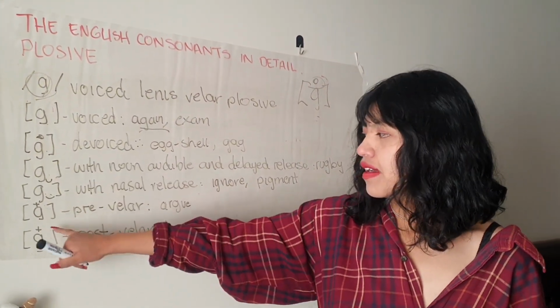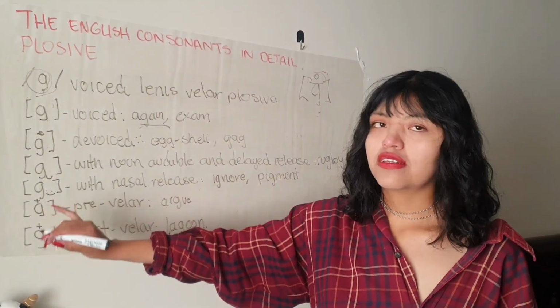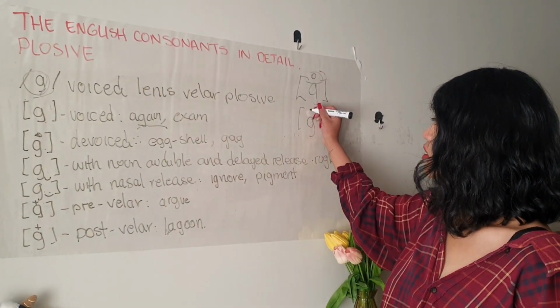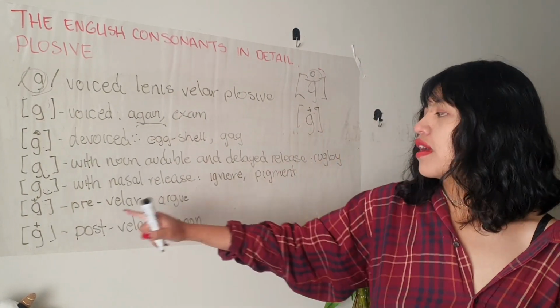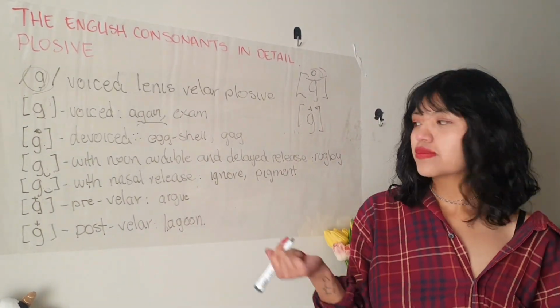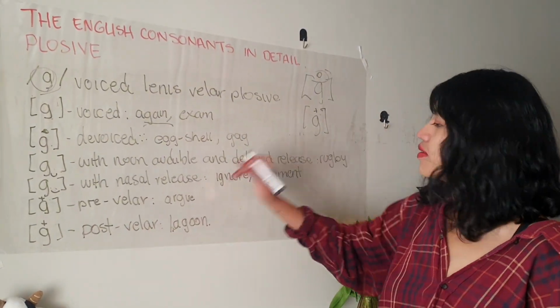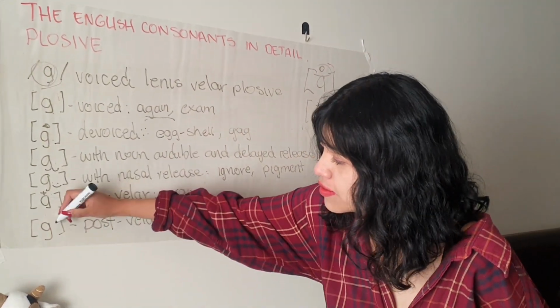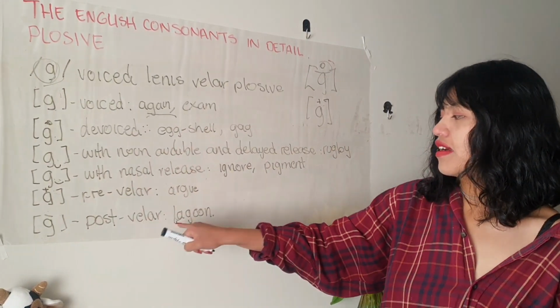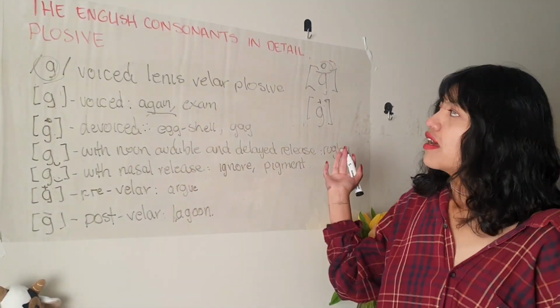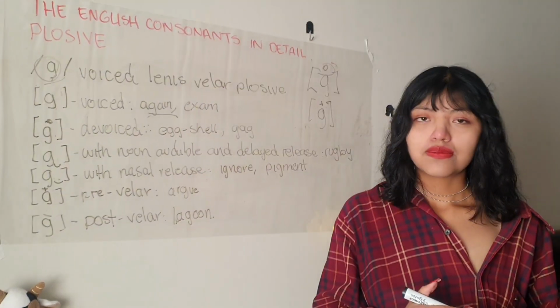The prevelar with this diacritic that also is on the top of the sound, like this. We have examples like argue, and the last one, oh, I made a mistake, is with this, the postvelar, and we have the example lagoon. And those are the plosive sounds.